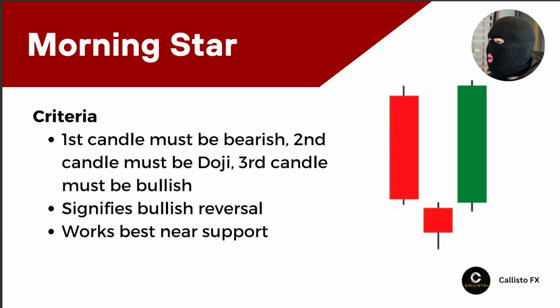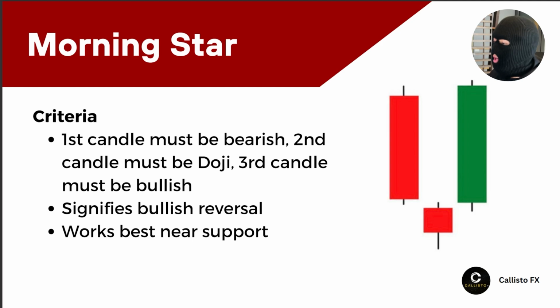First, we have the Morning Star candlestick pattern. It is formed using three candles. The first candle is a bearish candle, the second candle is a doji, and the third candle must be a bullish candle. Now, for it to qualify as a Morning Star, the third candle, which is the bullish candle, must close above the 50% of the first bearish candle. This shows that there is bullish pressure stepping into the market, signifying a potential reversal. This works best near a support level.